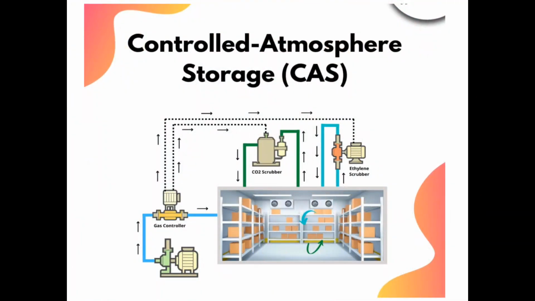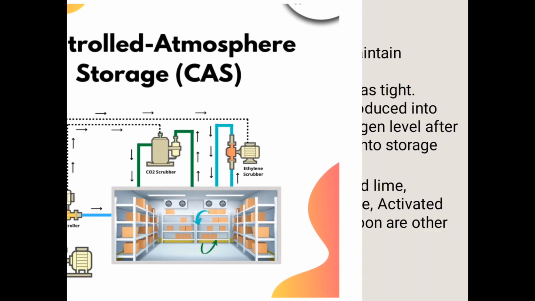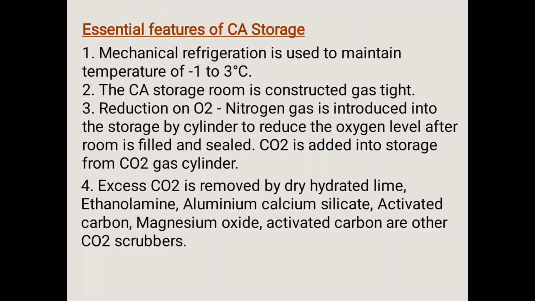So this is how the CA storage, controlled atmospheric storage, looks like. This structure consists of the gas controller, CO2 scrubbers, and ethylene scrubbers. Gas controllers regulate the carbon dioxide, carbon monoxide, nitrogen and oxygen concentration. CO2 scrubbers absorb the excess carbon dioxide, and ethylene scrubbers absorb the ethylene released especially by the fruits.